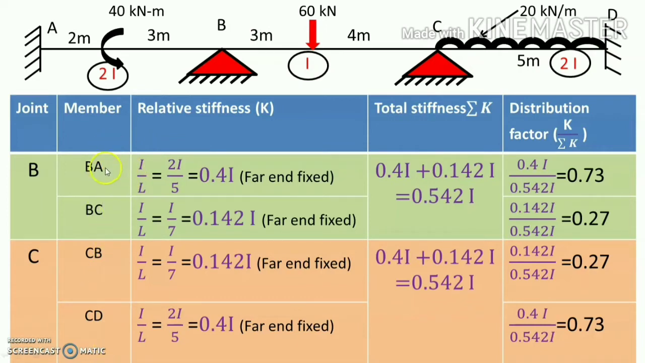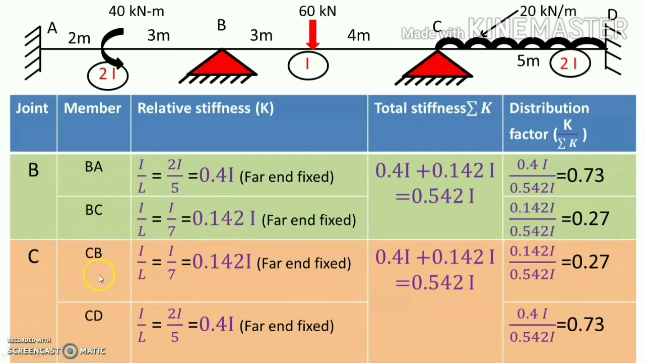So, BA: look at the A here. This is the far end. That is why the relative stiffness is I by L, and this value is 0.4. Now, for B to C, here at C we have one more support, so treat this support as a fixed support. That is why the relative stiffness is I by L. Put the value of I equal to I and L equal to 7. So, that is equal to 0.142 I.